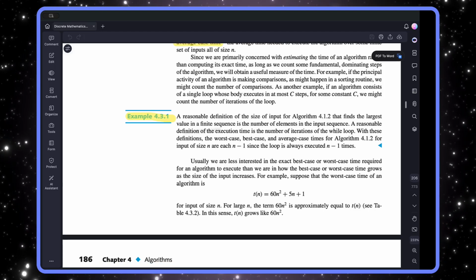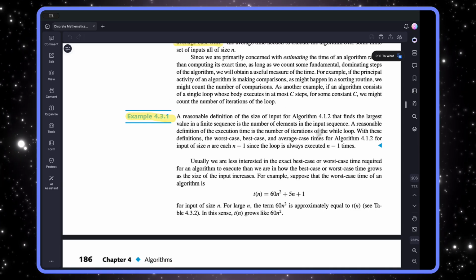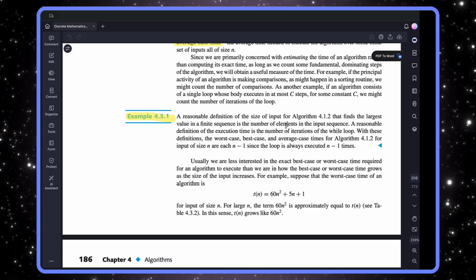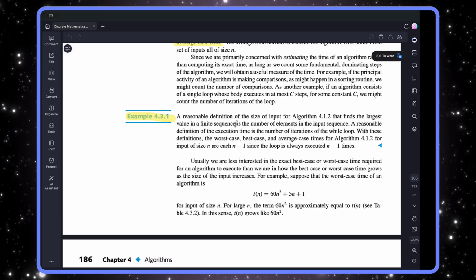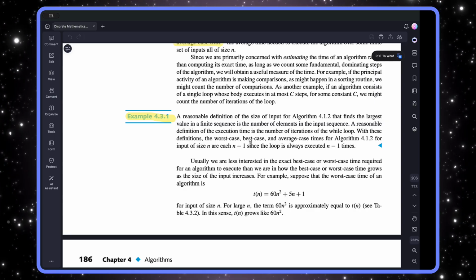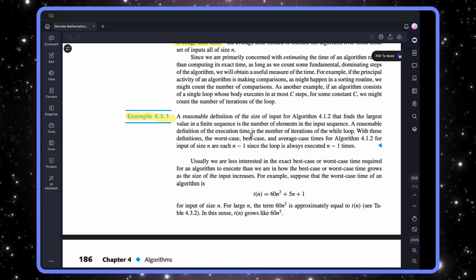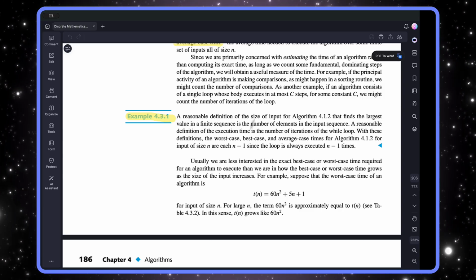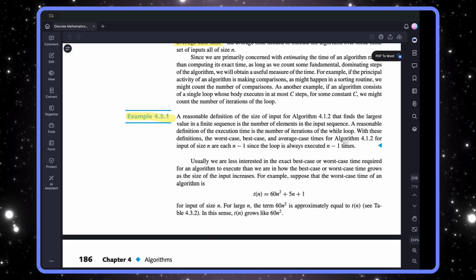So here's an example where we look at the algorithm from 2.12 that finds the largest value of a finite sequence. If you have a finite sequence, we know that it takes n minus 1 steps to complete. It compares n minus 1 things. So it's always executed n minus 1 times, okay?